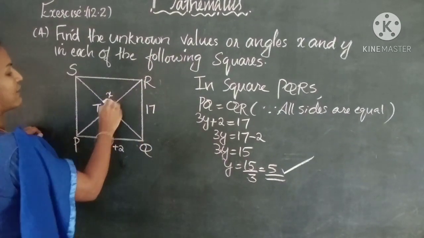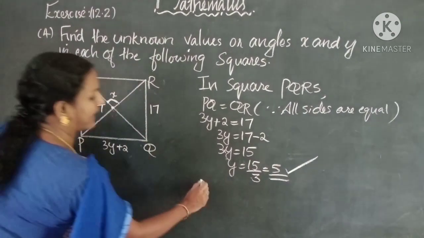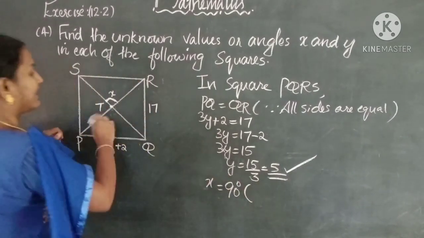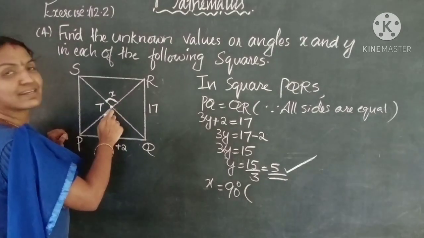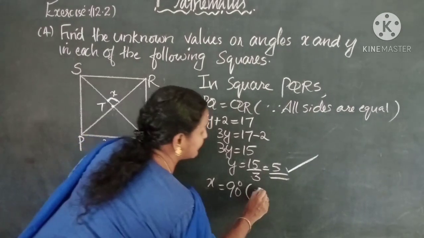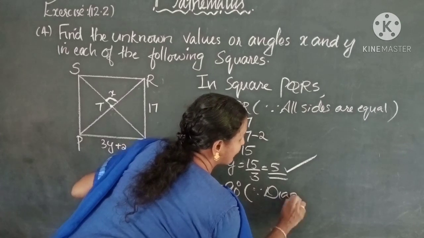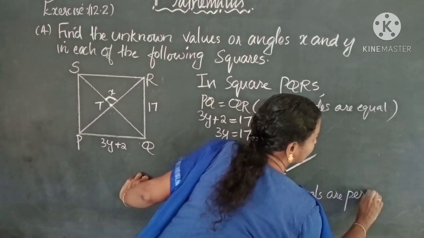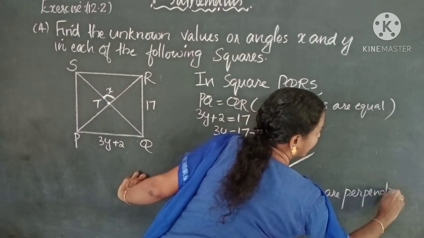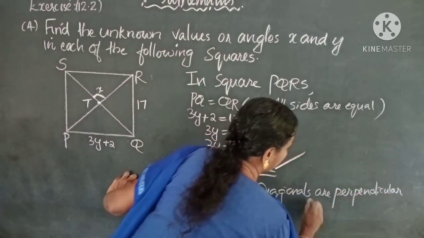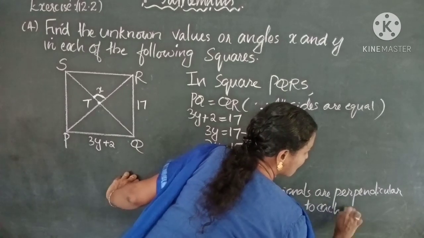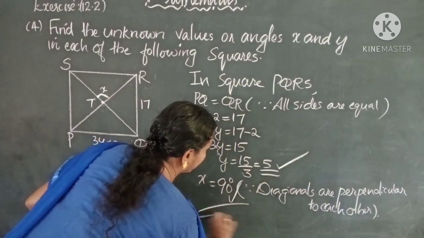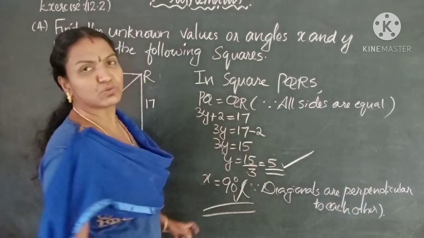Then next we have to find the value of x. So x is equal to 90 degrees. Why? In a square, the diagonals are perpendicular to each other. So x is equal to 90 degrees, y is equal to 5.